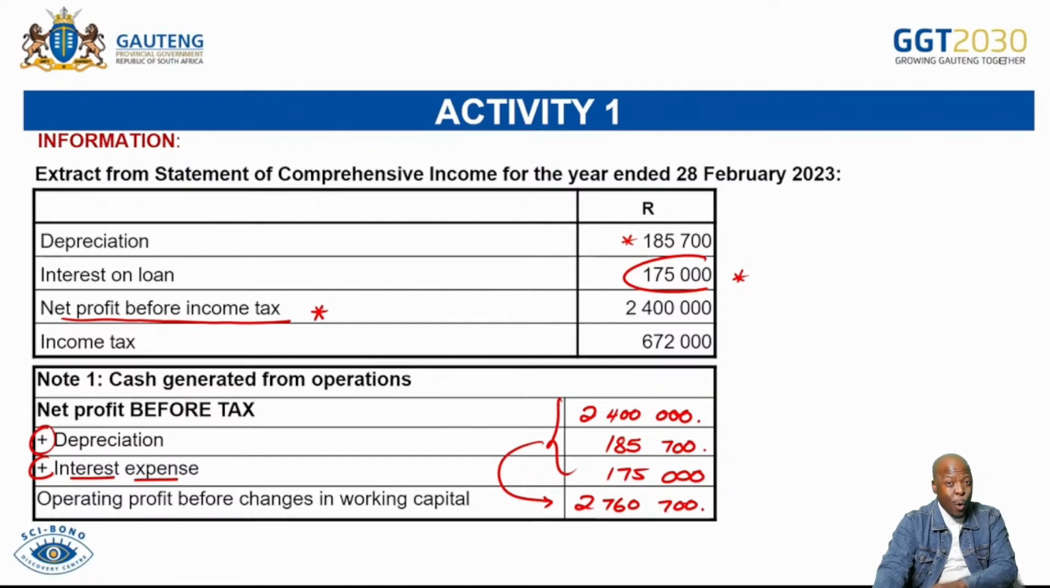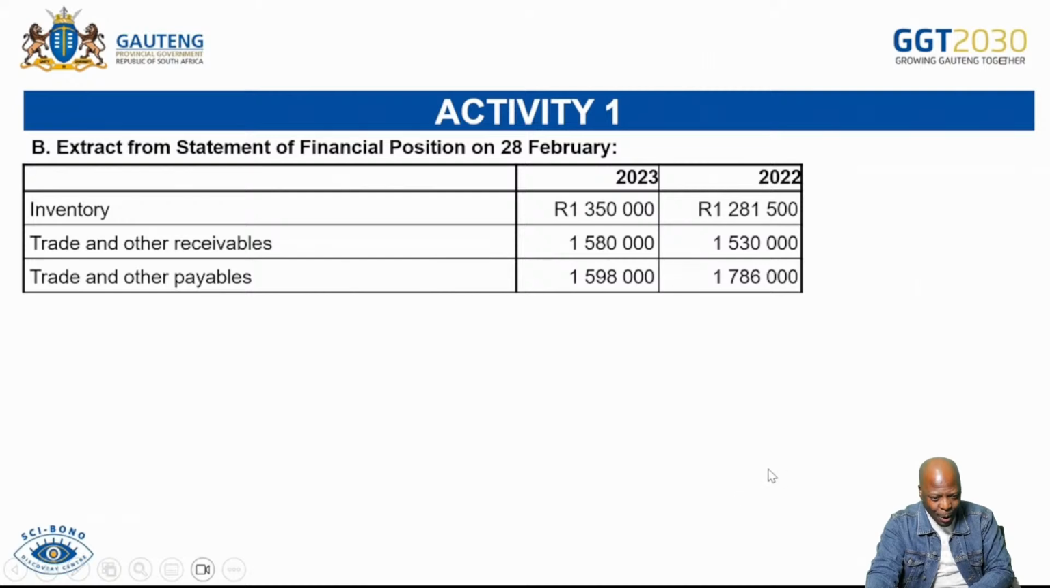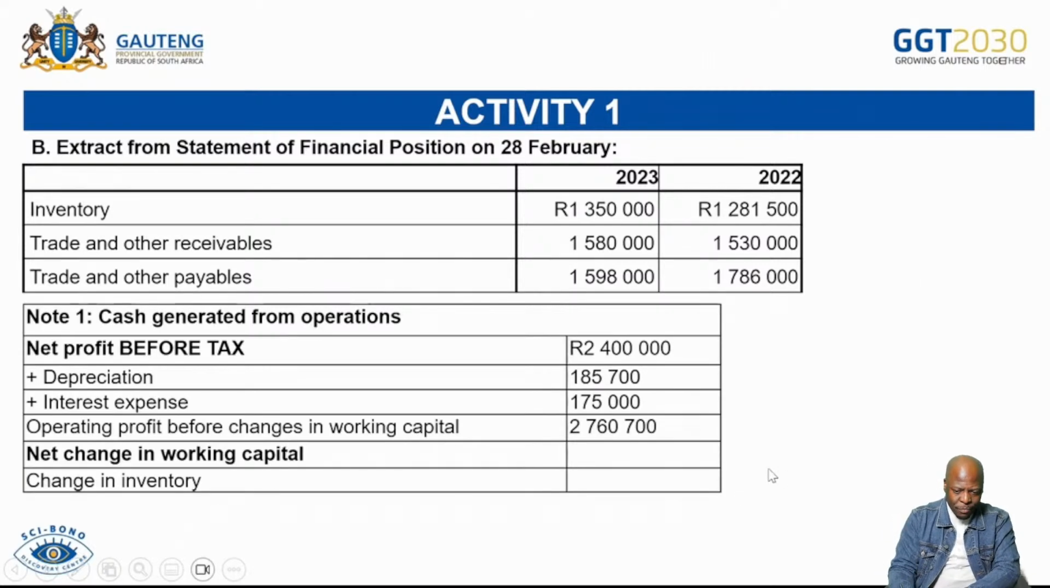Already I know now, where am I going? The changes in working capital. Let's go now to the changes in working capital. All right, so I have my operating profit. This is what I calculated, remember, just a second ago. So I'm coming up to the changes in working capital.